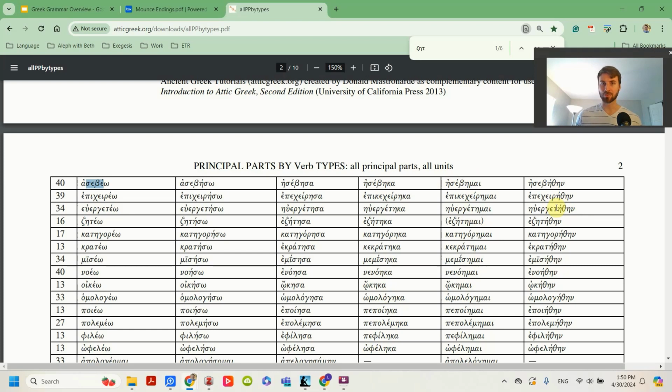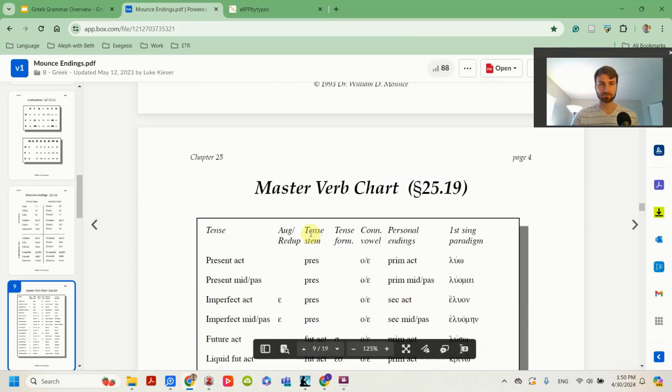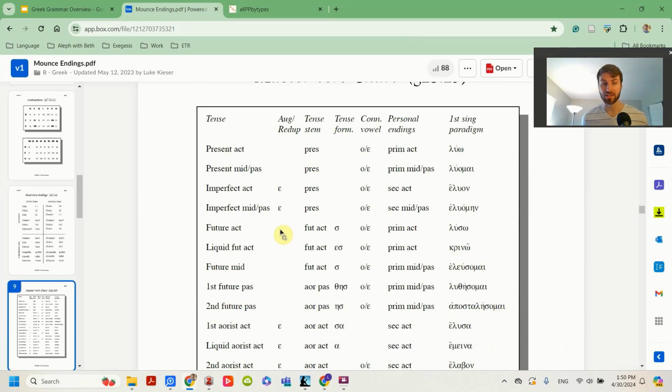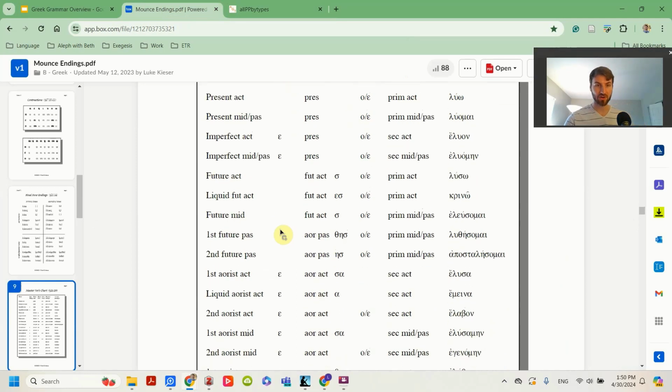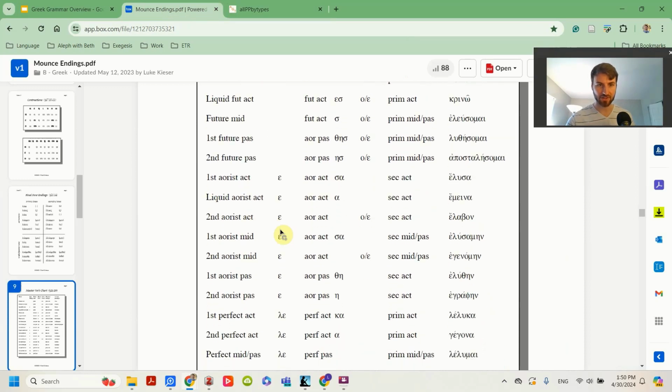So the aorist passive and the future passive take the sixth principal part. And like before, there's going to be some that are formed regularly and some that will be irregular, and using this principal part chart will be beneficial for catching where those irregularities are. So when we go to Mounce's master verb chart, we can see how the aorist passive and the future passive are formed.